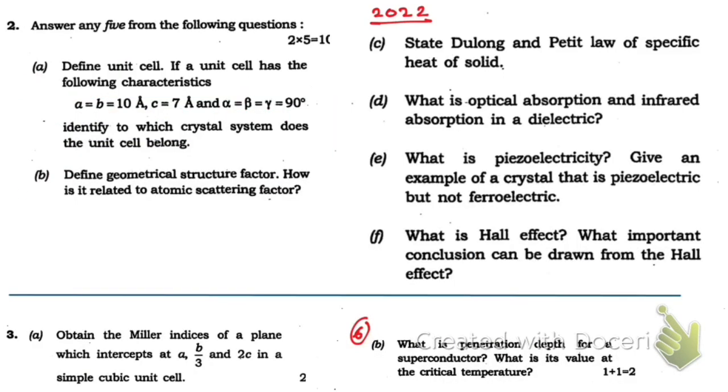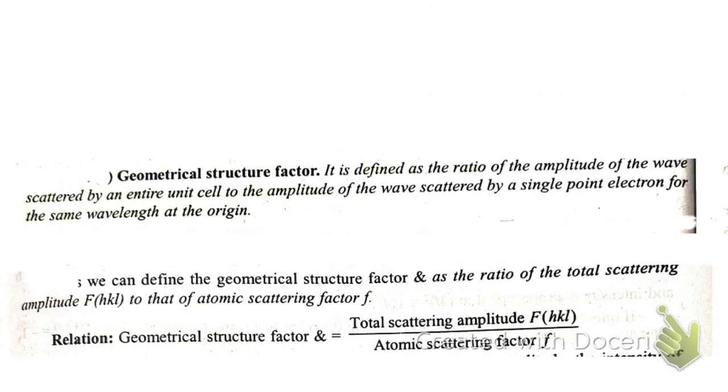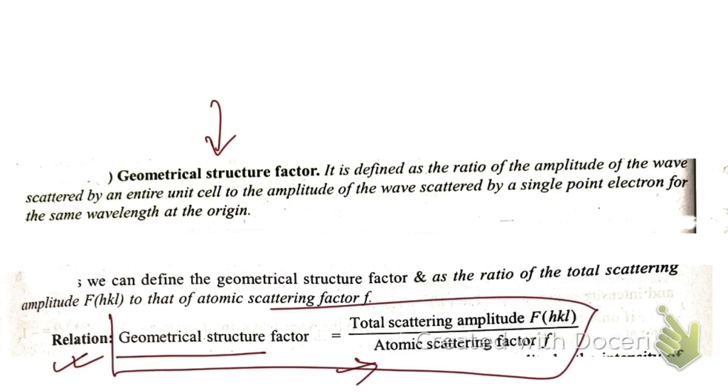Now the next question is 2b. Define geometrical structure factor. How does it relate to the atomic scattering factor? So let me answer this question. Here is the definition of geometrical structure factor, and this is the relation between the geometrical structure factor and the atomic scattering factor. And this is the required relation. Hope you have understood.